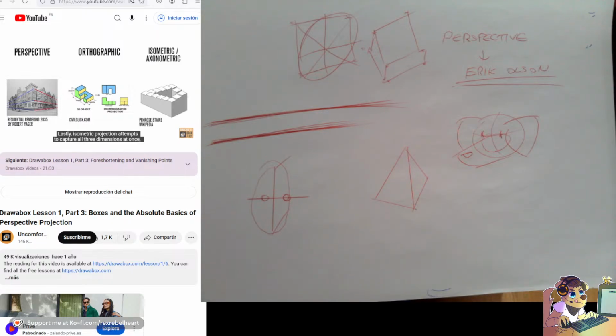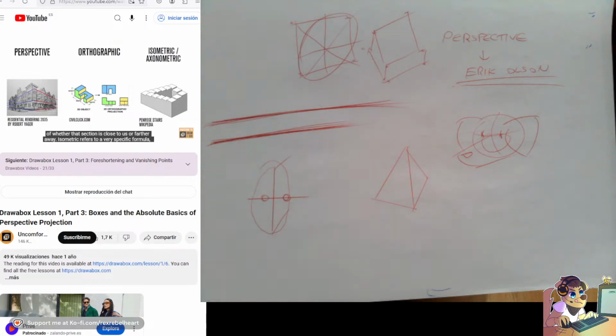Lastly, isometric projection attempts to capture all three dimensions at once, keeping any edges that are parallel in 3D space parallel in 2D space as well. This is very useful in certain kinds of video games, where we need to be able to have the world continue forever, while using the exact same pieces or tiles to represent the world regardless of whether that section is close to us or farther away.